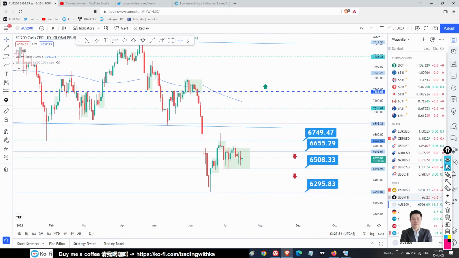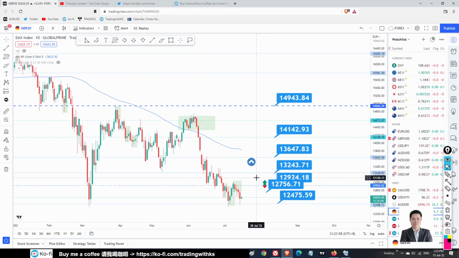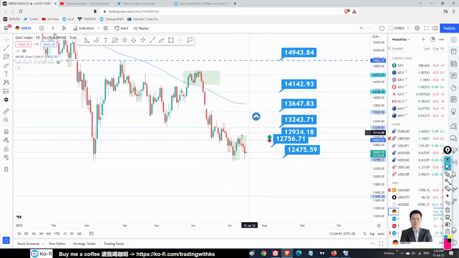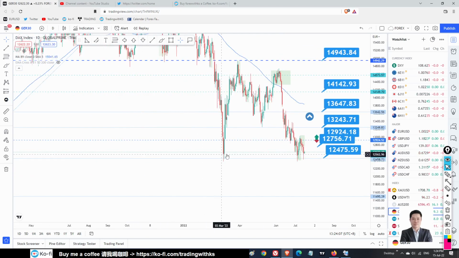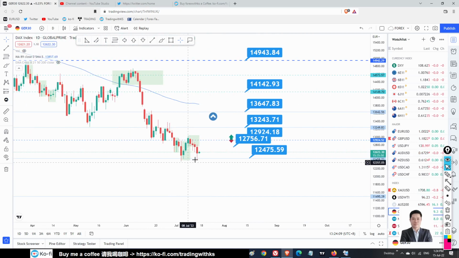SPI is still sideways, there's nothing we can do here. The DAX started to drop, but the DAX got some support over here, 12475, a very strong support. So there is a probability of a short-term rebound before it goes down again. So the direction you want to go for now is a short-term buy.